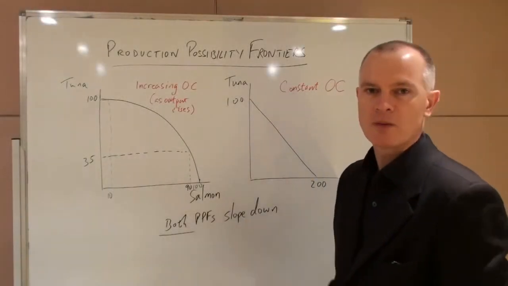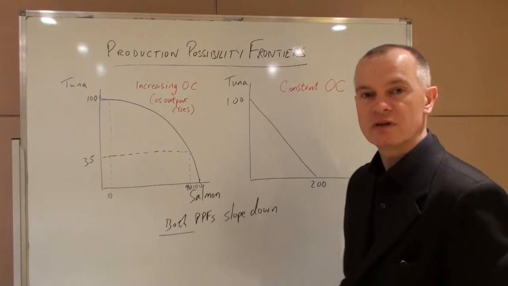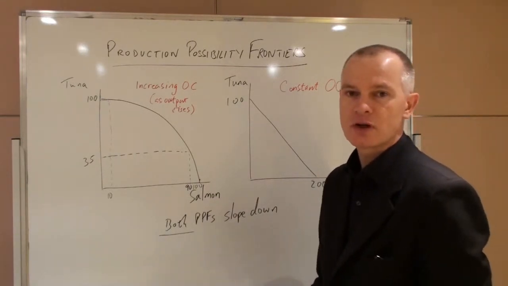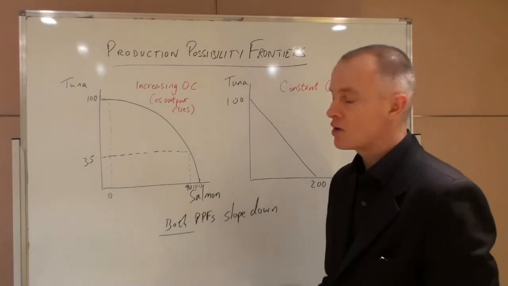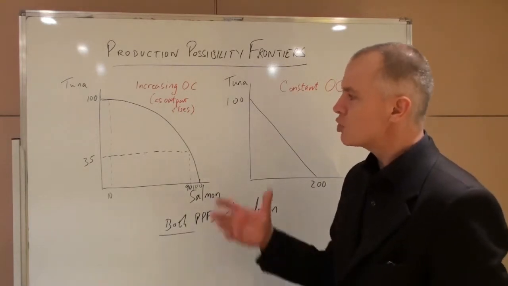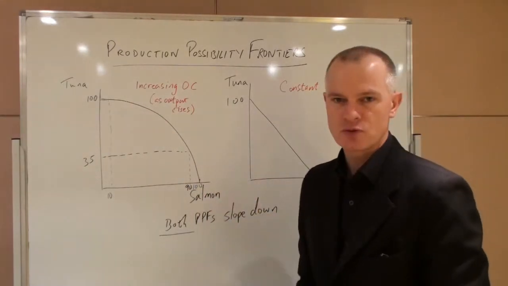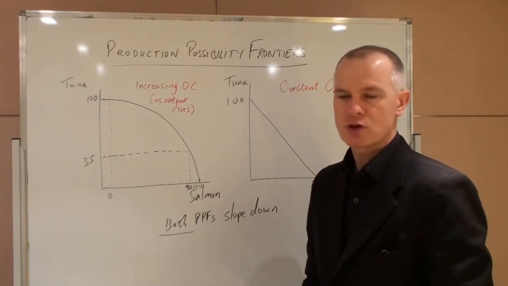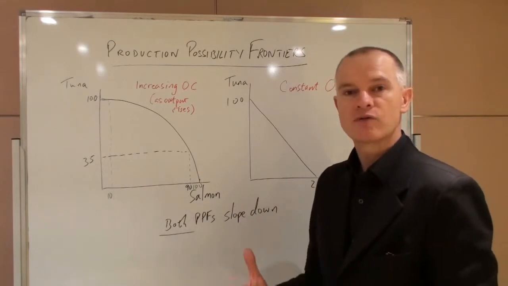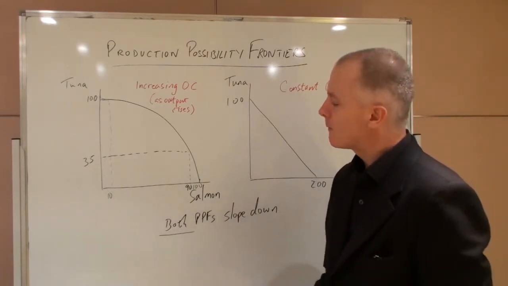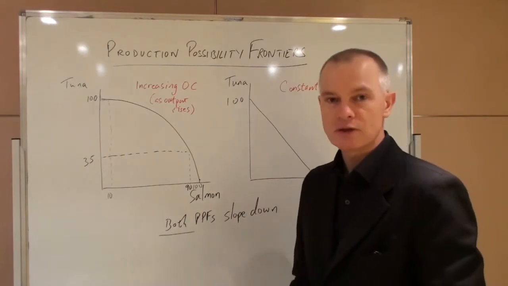Today I'd like to talk about PPFs, or production possibility frontiers, one of the most common and often misunderstood aspects of introductory economics. A production possibility frontier is a line which shows combinations of two goods that a country can produce, assuming a given amount of resources, assuming a given amount of technology, and also adherence to a legal system.